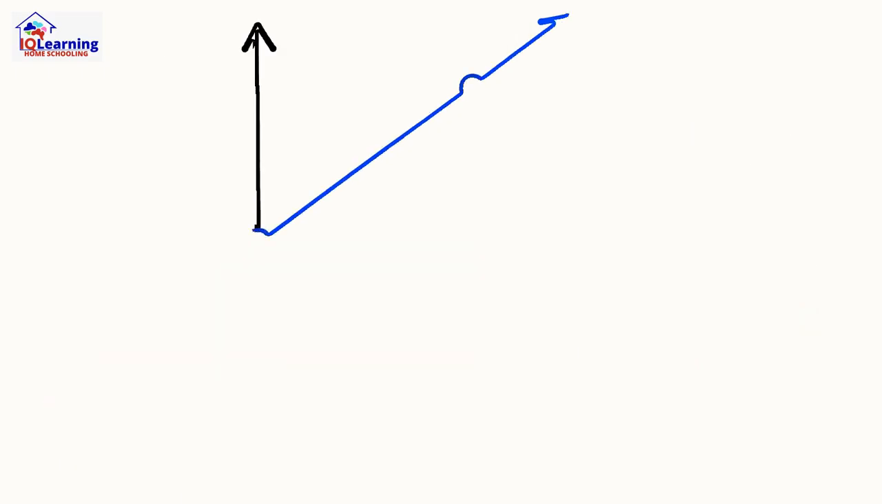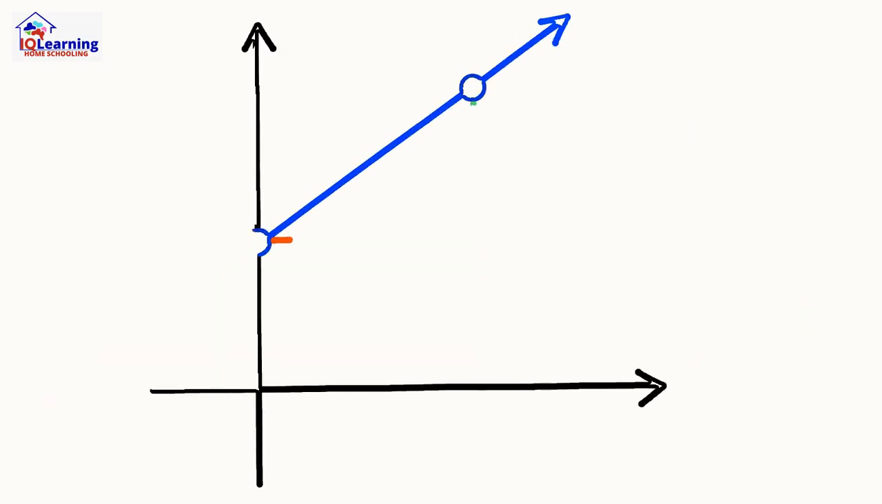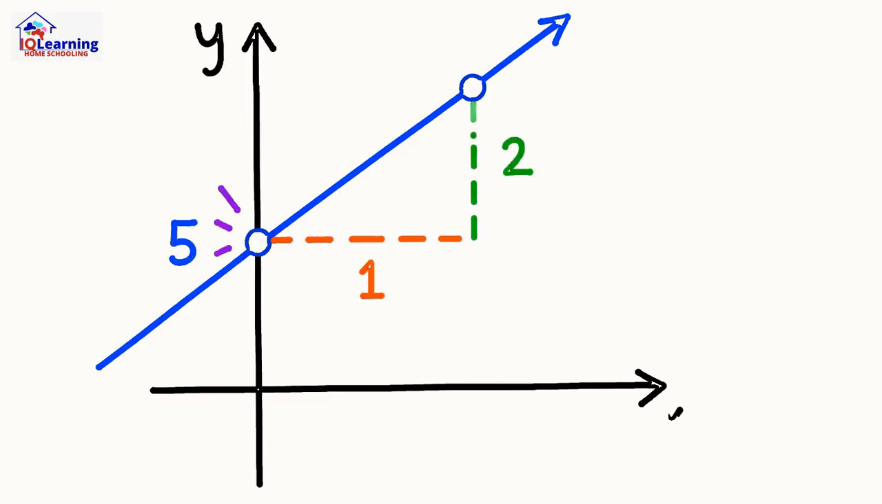So to sketch the line y equals 2x plus 5, you just start at 5 on the y-axis. From there, move 1 unit right and 2 units up. Plot that second point, connect them, and you're done.